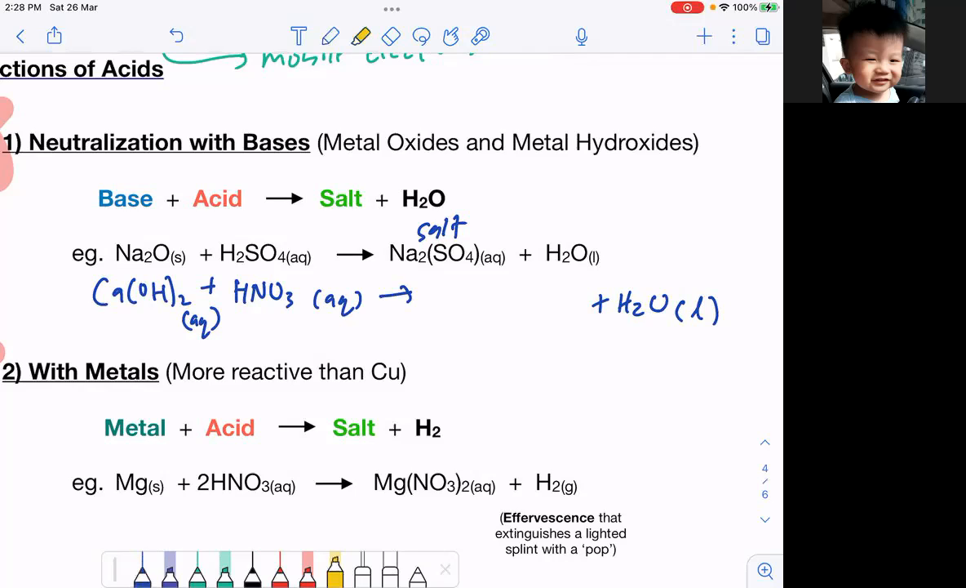So see, I'm making use of the metal of the base and the anion of the acid that haven't been used yet. Because if not, how to balance? To balance means all the atoms must show on the other side. So I must make a product of calcium and nitrate. Who can tell me the chemical formula for calcium nitrate? Still not easy. You need skills. If you say CaNO3, you're wrong. A lot of kids do that. They just see, oh, here got Ca, or here got NO3, just write together. Wrong. This is very wrong.